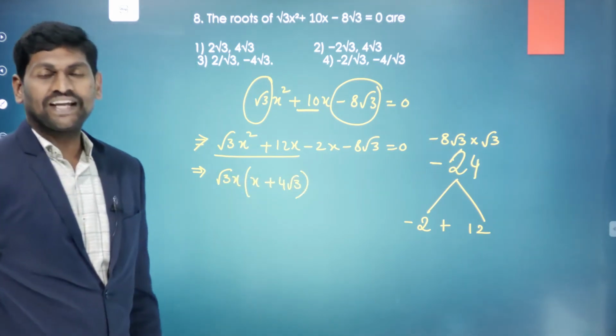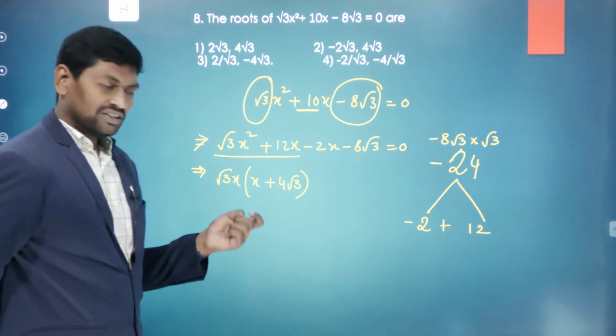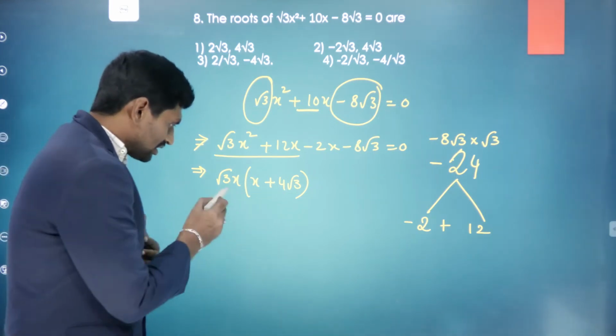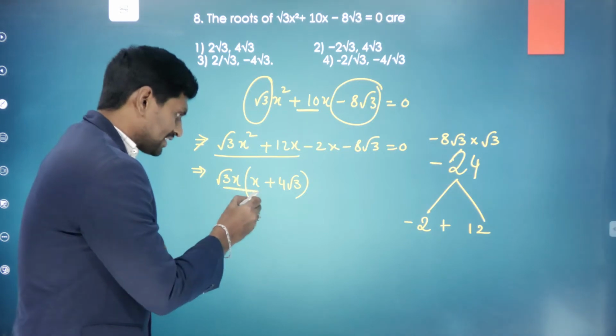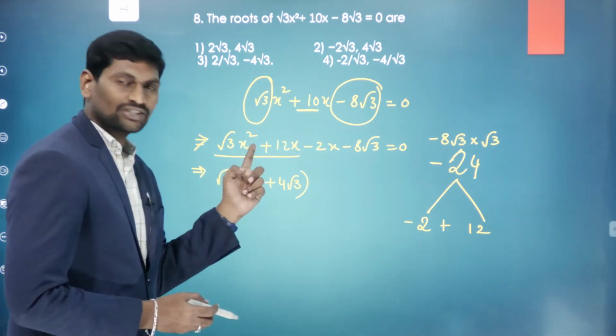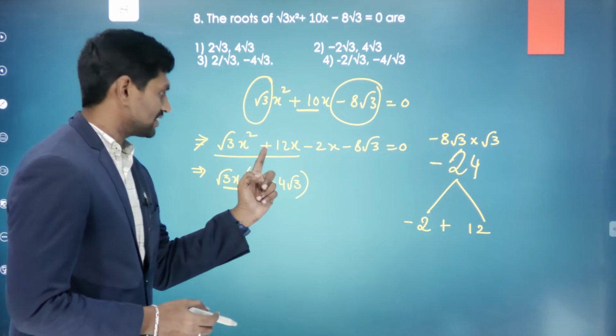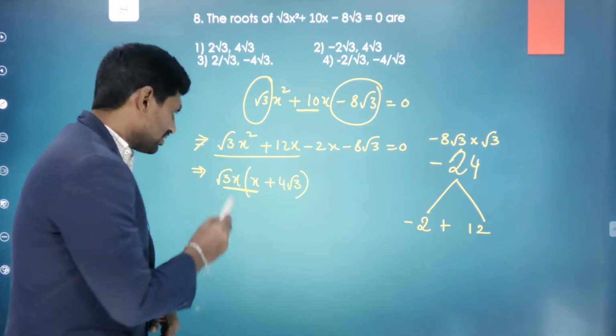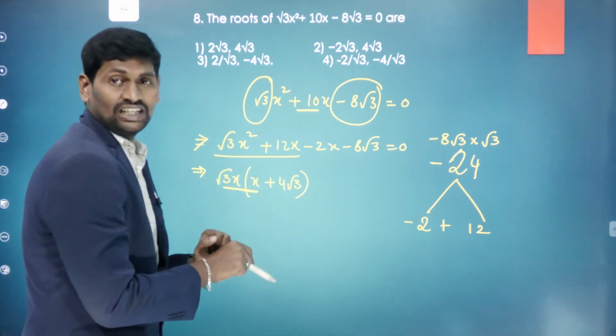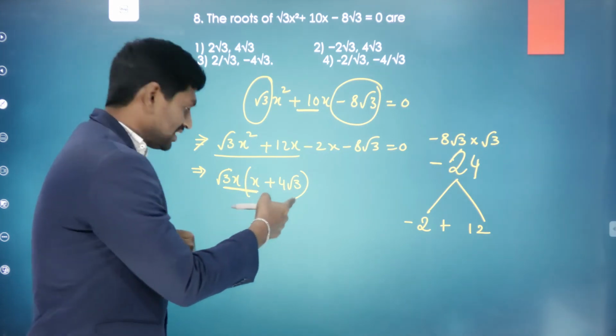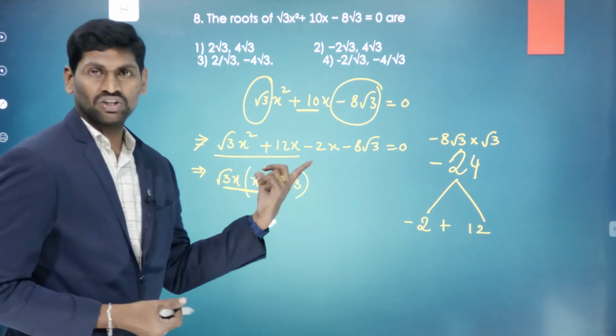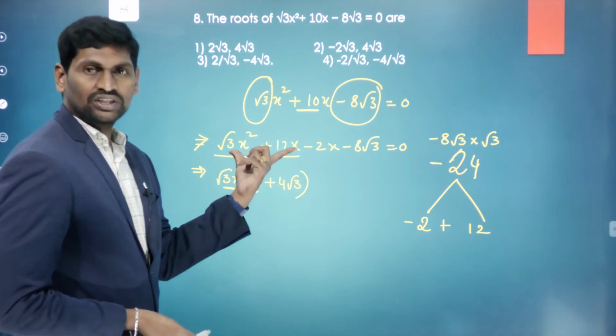Still we got remains x plus 4 root 3. Now if you have the doubt, just check it out. Minus root 3 into x, x into x square with root 3, so root 3 x square. First term came. Second term, root 3 into root 3, 3. 3 4s 12. 12 into x, 12x. Okay na? So if you multiply it should get again.